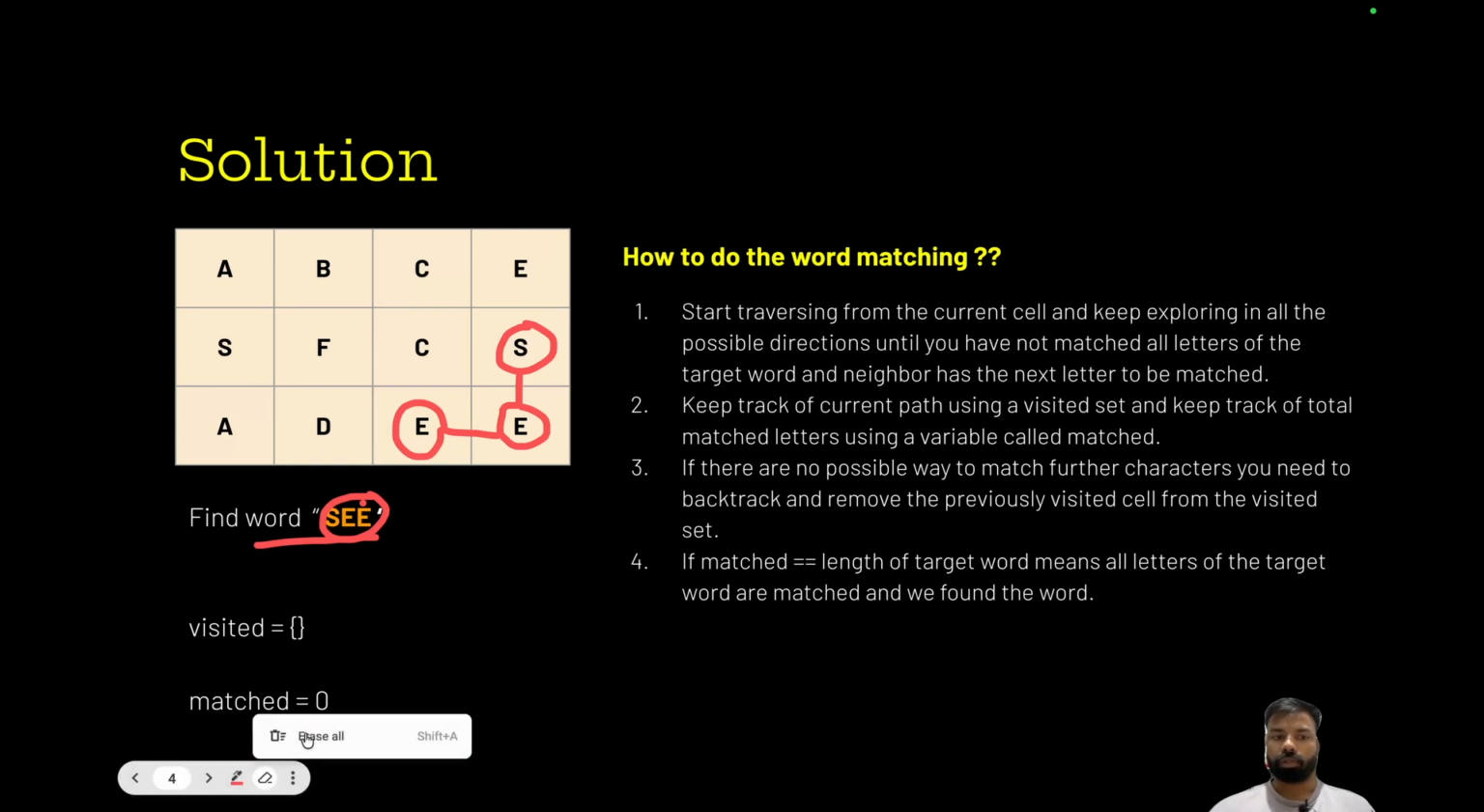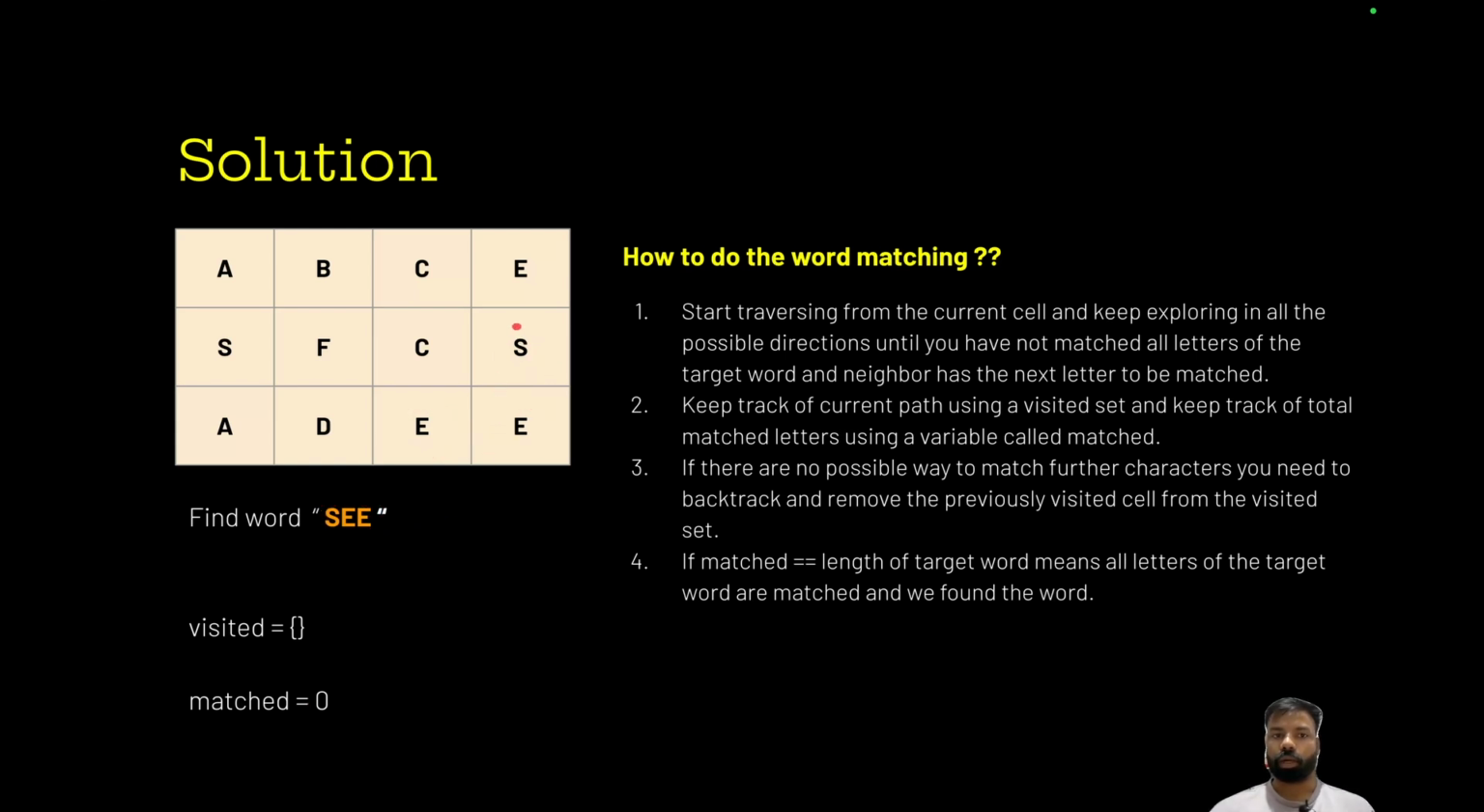Suppose here we can go on another path as well. For example, I'll take the S, then I'll go to this E, and from here I can see that I cannot get another E. So this path is not possible for me to get the solution. So I'll need to backtrack.